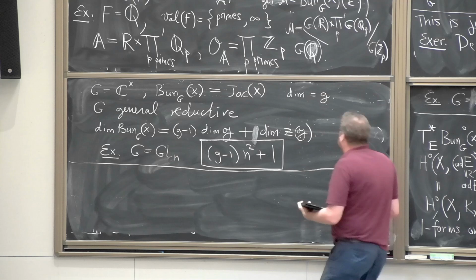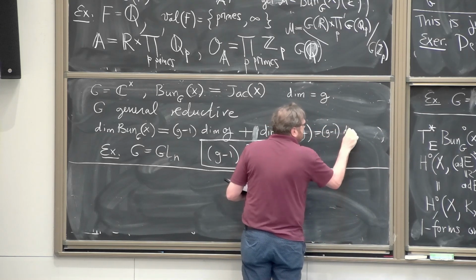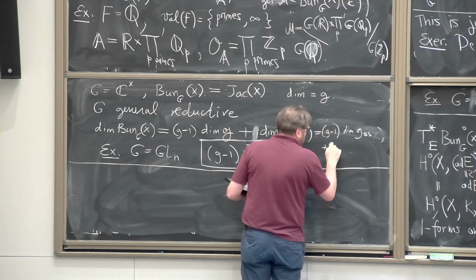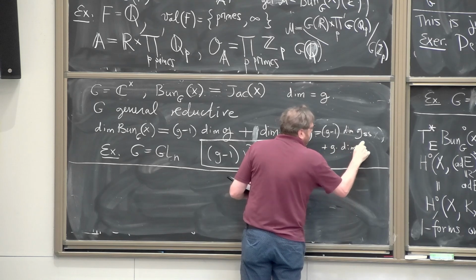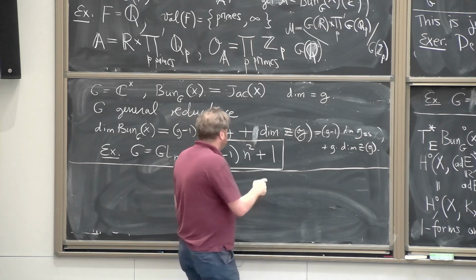Yeah, you can write it like this: g minus 1, this is what Kohler was suggesting, the dimension of G semi-simple plus g times the dimension of the center. But this is also correct.